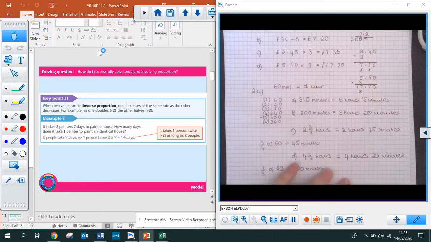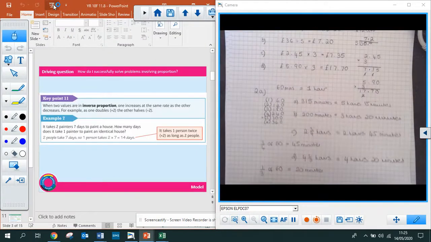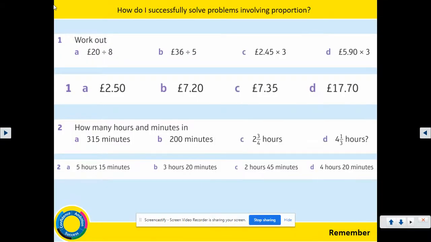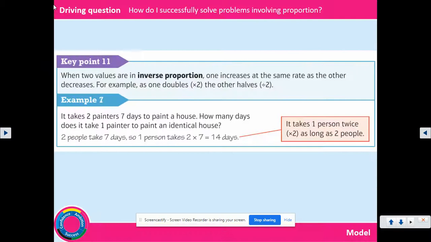Okay, moving on. So I'm just going to put this on full screen quickly so that you can see, but then I'm going to have to put it back to the split screen so that I can explain the solution or the example. Okay, so the key point says when two values are in inverse proportion, one increases at the same rate as the other decreases. For example, as one doubles, the other halves.